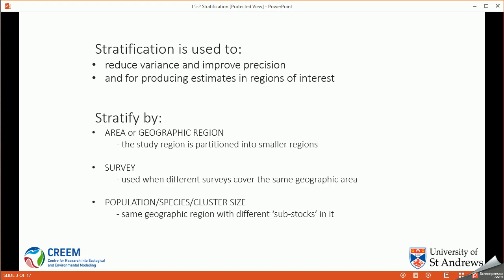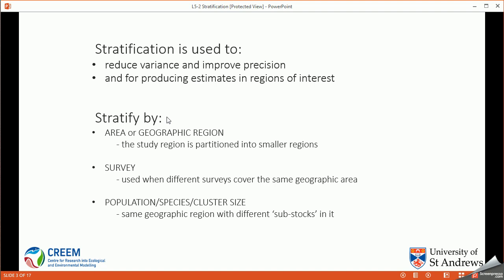So what do you use stratification for? The two main reasons to stratify are you can reduce the variance and improve precision by stratifying, and maybe you're interested in density and abundance estimates in subsets of the region of interest or for subspecies and so on. So if you stratify, you can produce estimates at that sub-region or subspecies level.